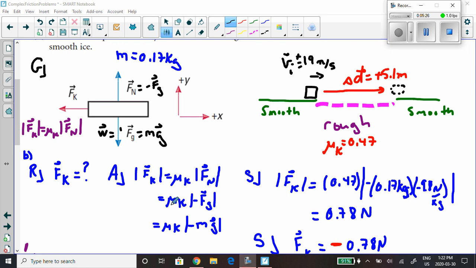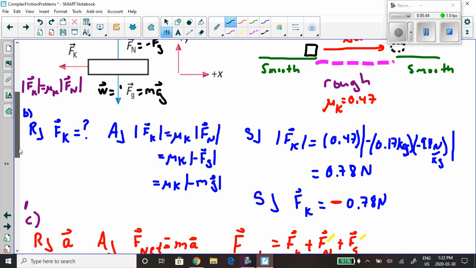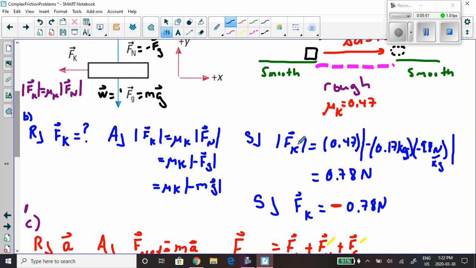And next line, we know that the normal force is equal in magnitude but opposite in direction to the force of gravity. And the next line, we know that the force of gravity is equal to the mass of the object times the gravitational field strength near the surface of the Earth. These are all known quantities, they're all in our given. So I can now substitute and plug in the numbers, and lo and behold, I get that the magnitude of the force of kinetic friction is 0.78 newtons.